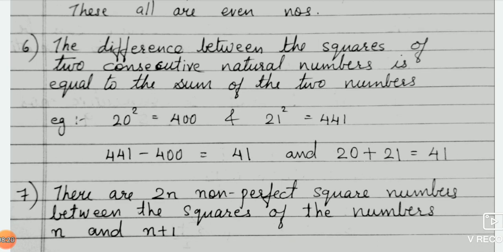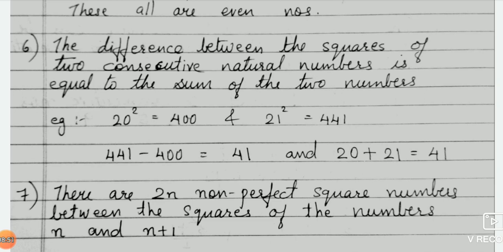Now for example, I suppose you know consecutive numbers, right? The number which comes just next to a number is called its consecutive number. So if we take 20, 20 squared is 400, and the consecutive number of 20 is 21. So 21 squared is 441. Now if we subtract both squares, that is 441 minus 400, we get 41.